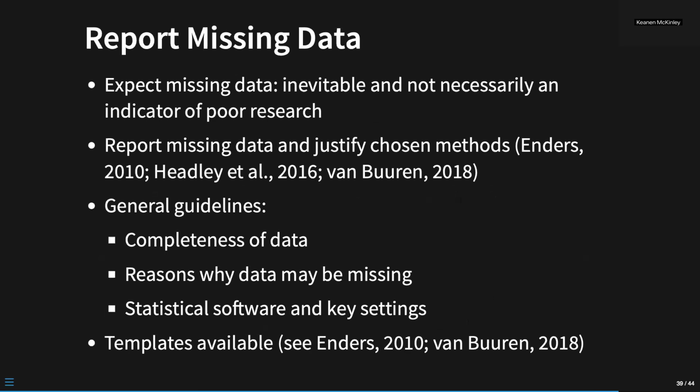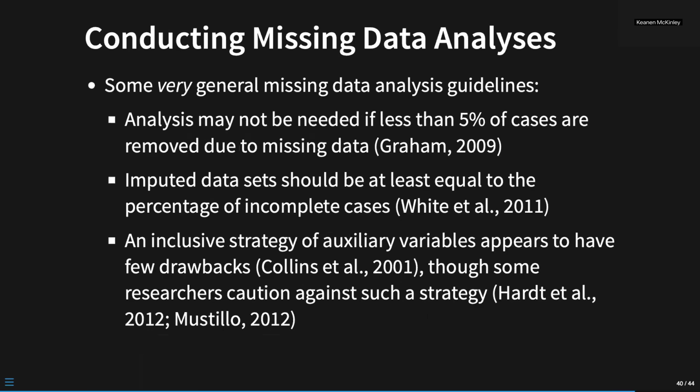So the first is, expect missing data. It's inevitable, and it's not an indicator of poor research. You just need to make sure that you're being mindful of it and how you're going to approach it. Some general guidelines when it comes to reporting missing data are reporting the completeness of it, reasons why the data may be missing, and the statistical software and key settings that you used. There are templates available, ranging from about 100 to 200 words, that you can follow to report missing data. Here are some general guidelines about how you might conduct a missing data analysis.